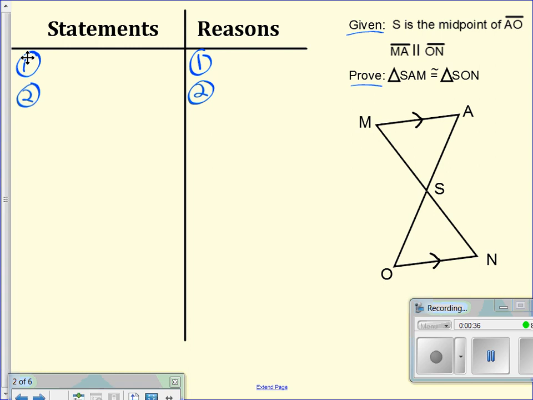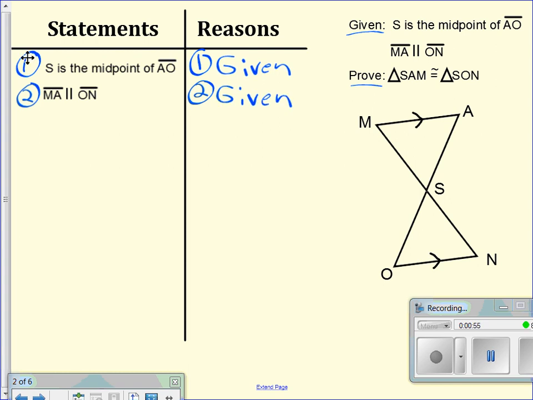So watch this magic. Look at that. Our first two statements are free. They are given to us, and even the reasons given to us. The reason why I know that S is the midpoint of AO and MA is parallel to ON is because it's given. So I like to say, hey, these are usually like 6 to 8 point proofs. That's two of your points there, right? Just stating that and that it's given. Easy points, make sure you get them, all right?